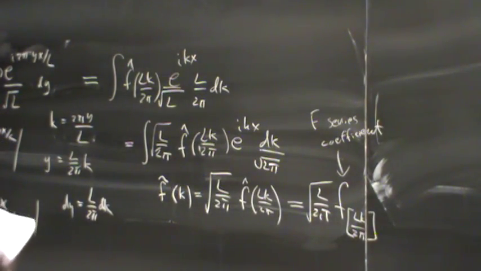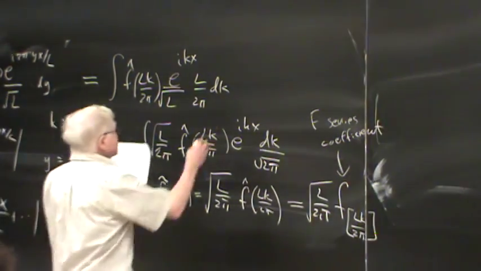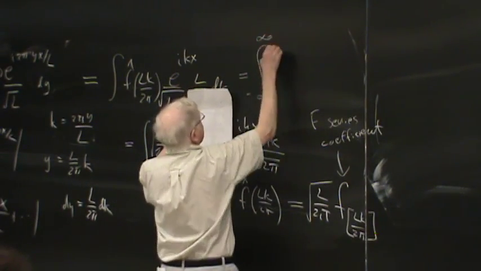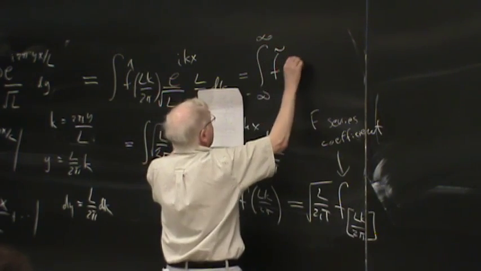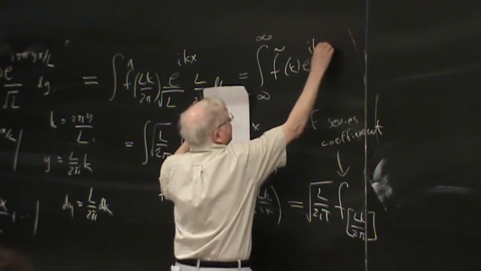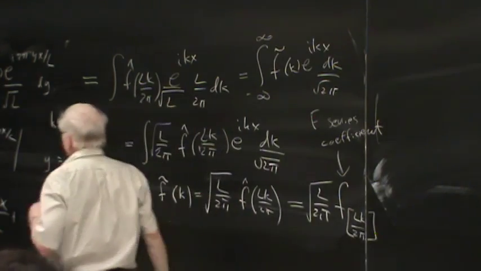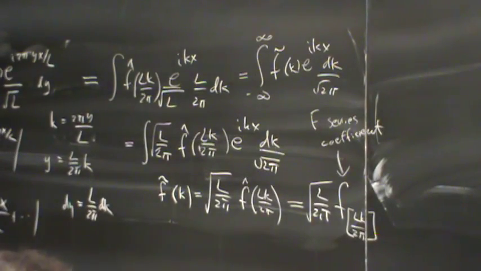Once we do that, though, f of x is just equal to an integral from minus infinity to plus infinity of f tilde of k, e to the i kx dk over root 2 pi. So that's our Fourier transform relation. We've gone from the Fourier series representing the function as a series to representing it as an integral.